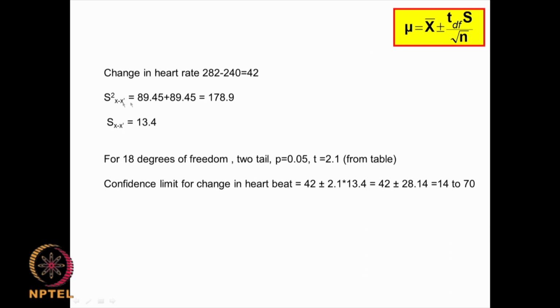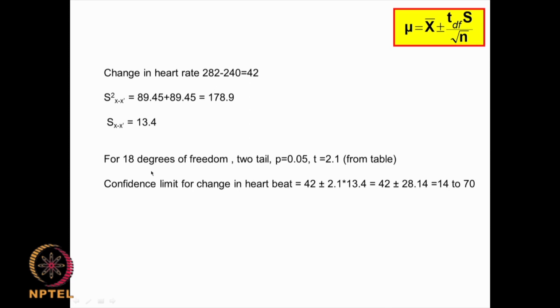Okay. Now we have 89.45 for one set, 89.45 for the second set. So total will be 178.9. So I take a square root here, it becomes 13.4. That is the standard, this whole portion. Okay, this whole portion. Now t, I use 18 degrees of freedom.